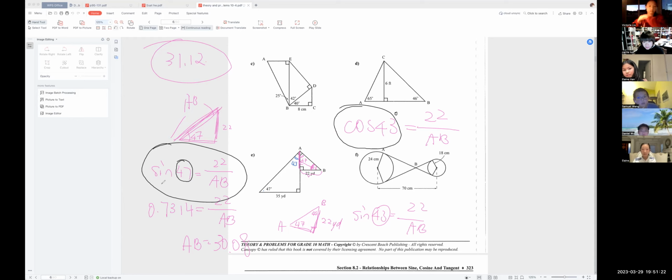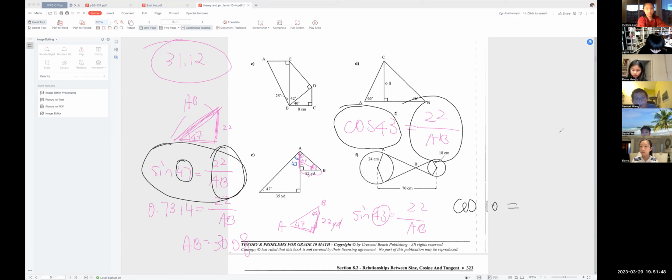one, okay? Sine 47 and cosine 43 actually equal the same thing. Everybody get it? So this is something we're learning next week. Okay, take a look. Cosine 43 and sine 47 are the same, both equal the same number.